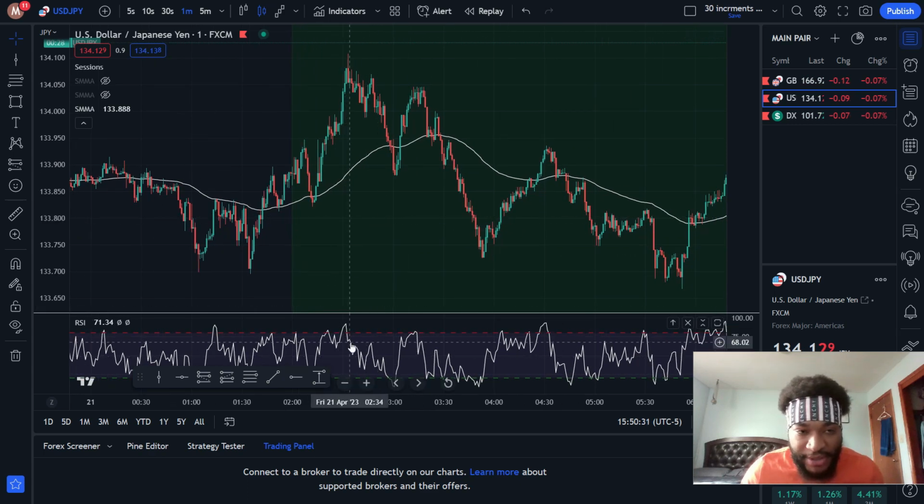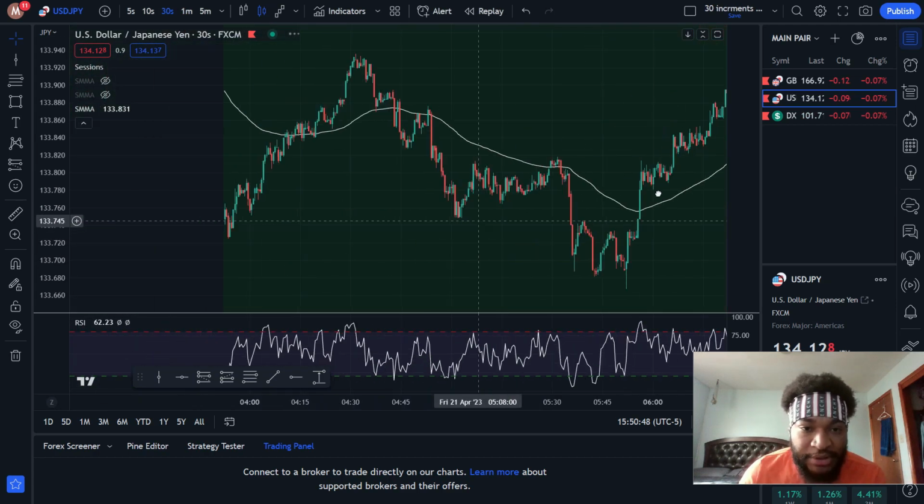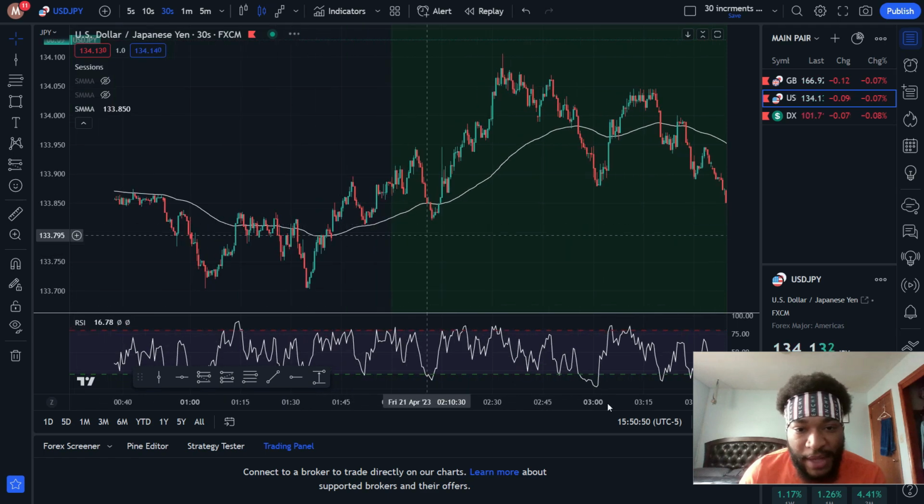I like to look at my RSI either on the 1 minute or the 30 seconds. Sometimes you can see it on the 5 minute. If it's strong, I'll just have to show you an example, but for right now, we're just going to be looking at the 1 minute and 30 seconds. For now, I'm just going to look at the 30 seconds. Let's go all the way back. Okay, I'm just going to be picking random spots.